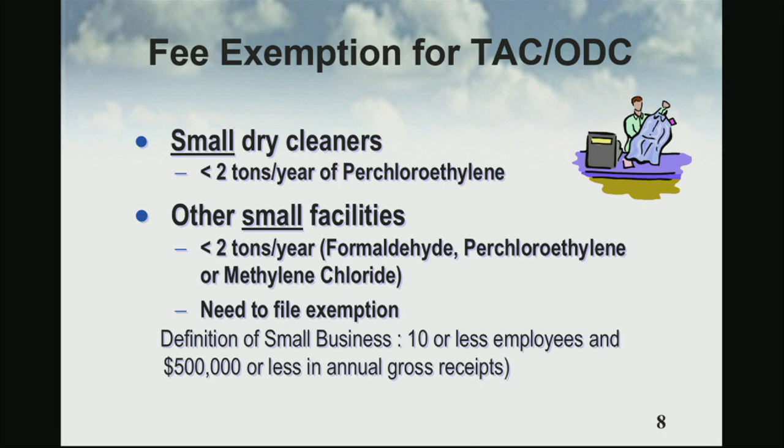Exemption: yes, there is an exemption for small facilities, but this exemption is only for fees, not for reporting. Small facilities are still required to report their emissions, but they are exempt from fees. The fee exemption is for small dry cleaners that emit 2 tons per year or less. There are also fee exemptions for small businesses that emit less than 2 tons per year of perchloroethylene, methylene chloride, or perchloroethylene.